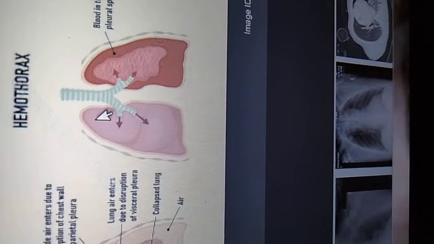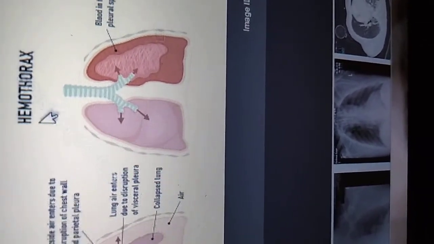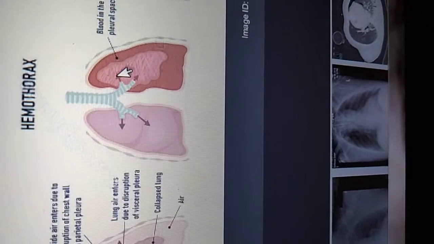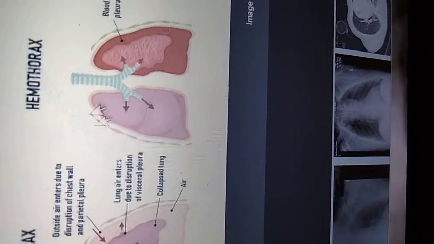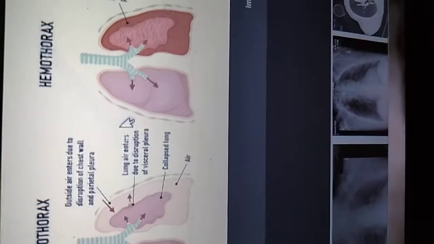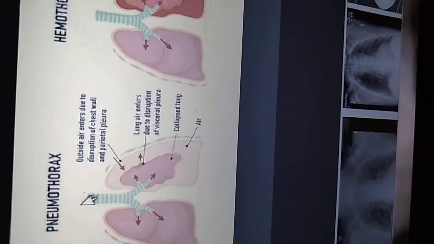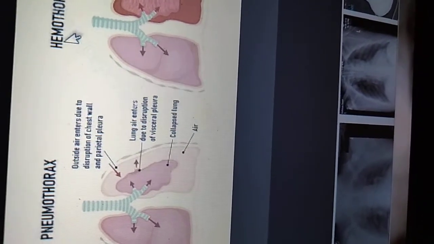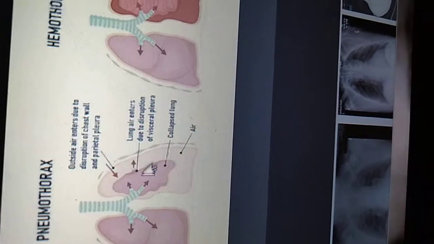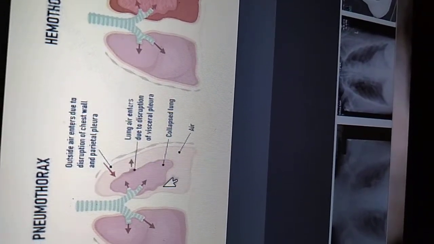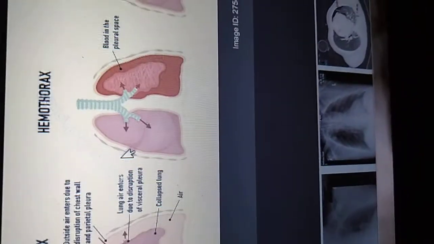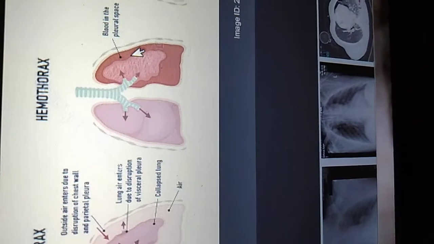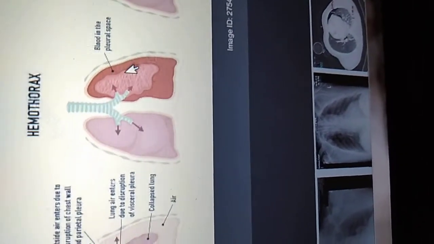Okay, so now hemothorax. Hemo means blood in the cavity, and the lungs are collapsed. This is called hemothorax. The difference between pneumo and hemo: pneumo means air, and hemo means blood. Keep this in mind. If only air is present in the pleural cavity, it is called pneumothorax, and if blood is present in the cavity of the lungs, it is called hemothorax.